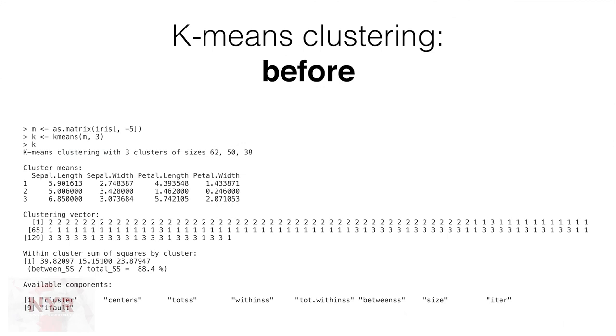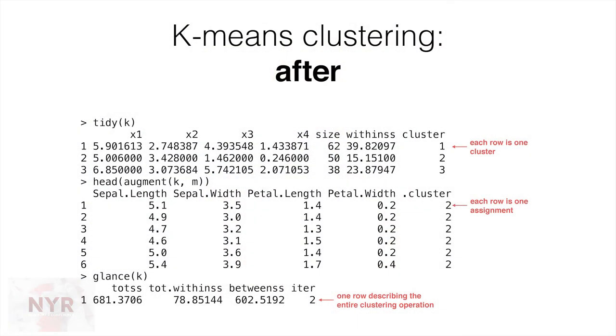K-means clustering. This looks nothing like a linear regression. Here what we have is our cluster information. We know which cluster every single observation was put into. We have the within cluster sum of squares, all these things. So really notice this is not a predictive model, this isn't a regression model, this is a clustering, but it still has a structure where you can take tidy, augment, glance.